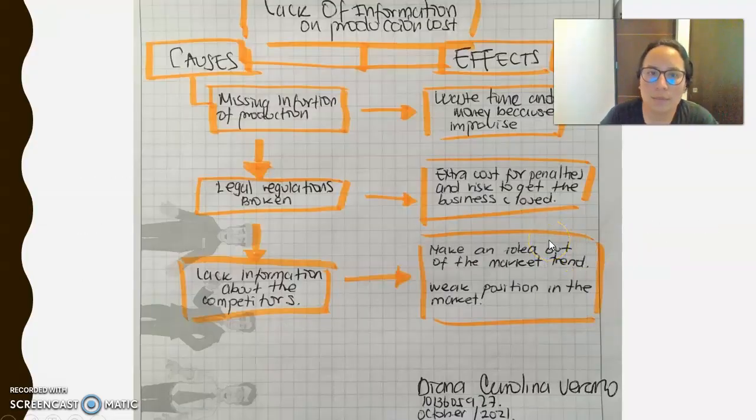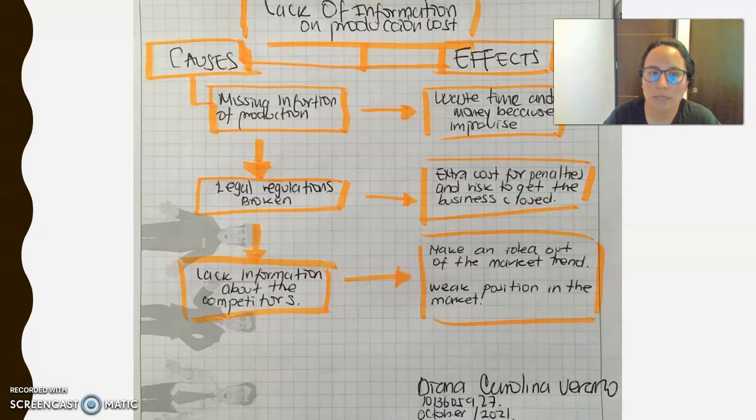With our classmates we took the decision to do the concept map about the lack of information on production costs, the causes and the effects that it has for the companies. Unfortunately, in Colombia, we don't have the correct information to do the value process.